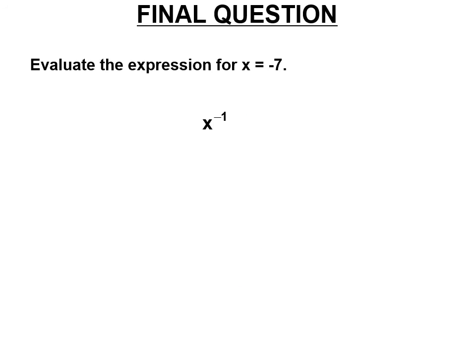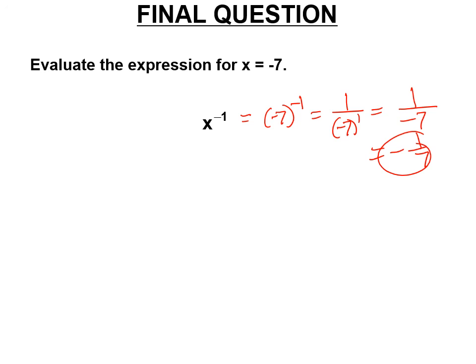And -7 to the -1st. Flip it over, and it's 1 over -7 or -1/7. The negative stays negative because this is only flipping it over, not changing it to positive.